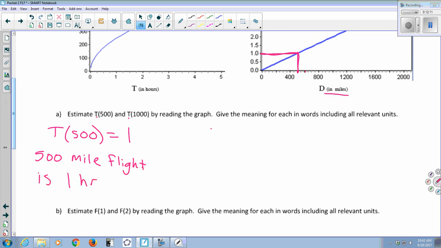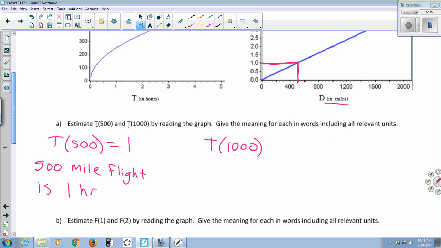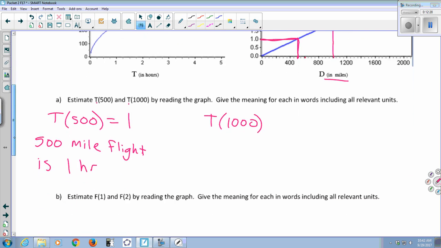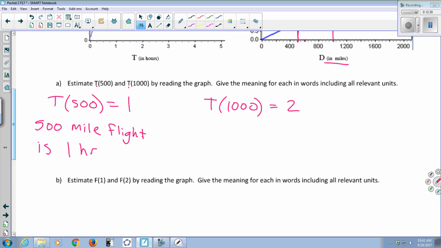So to fly 500 miles takes 1 hour. All right, now we'll do t of 1,000. So I look at my graph, I find 1,000 right here. And looks like the y value when x is 1,000, or when d is 1,000, is 2. So t of 1,000 equals 2. And that says that a 1,000-mile flight is 2 hours.